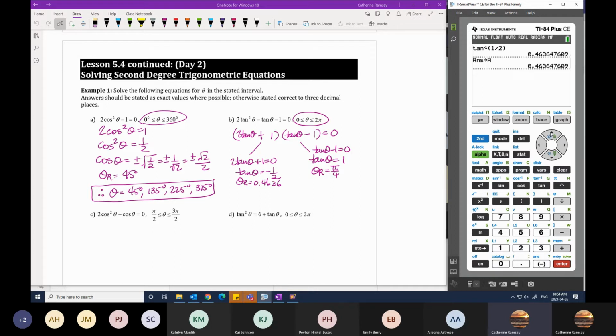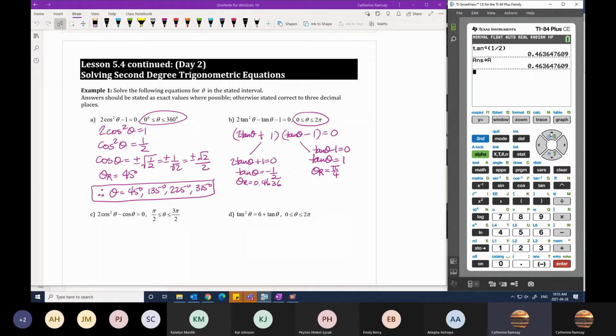Okay, so now we got to think, where is tan theta negative? So if I look at, oh, my pen is now dead. Give me 1 second. Kind of funny how it just magically just died.